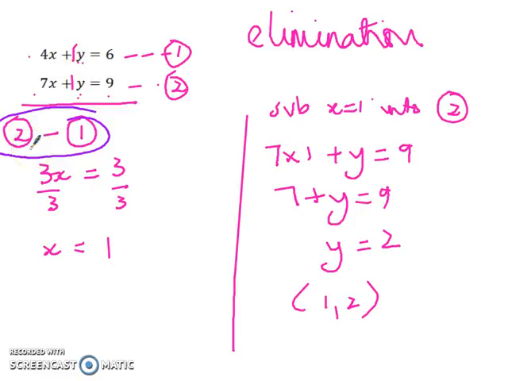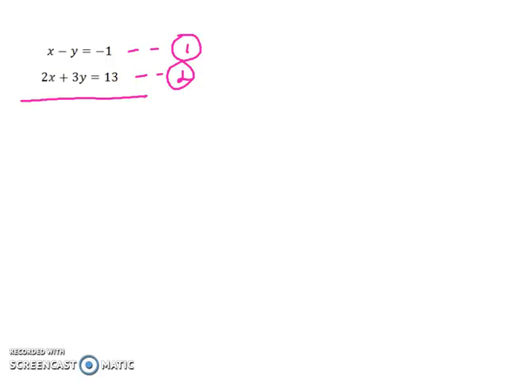I had matching coefficients on one of the variables. But here I don't. Here I've got a 1x and a 2x. So if I added these together or subtracted them, I'm not going to eliminate one of the variables. Here I've got a 1y and a 3y. They don't match. If I add or subtract those equations, they're not going to disappear. So we're going to be a little bit sneaky again.